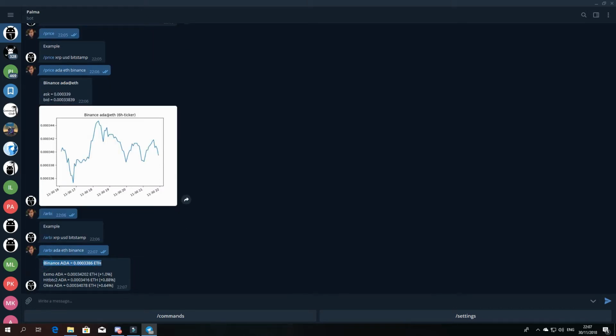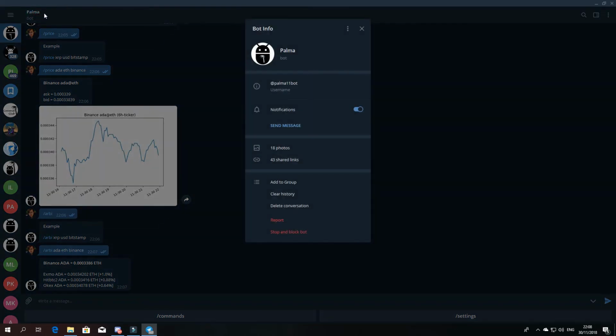So over here we have ADA on Binance, but I can see that on Hitbot.co ADA is more expensive than on Binance. It's almost 1% more expensive. So it will be beneficial for me to send ADA to my Hitbot.co account and sell it on that exchange. That way I don't lose money, or I make more money. So that was a quick look at tools on PalmaBot.